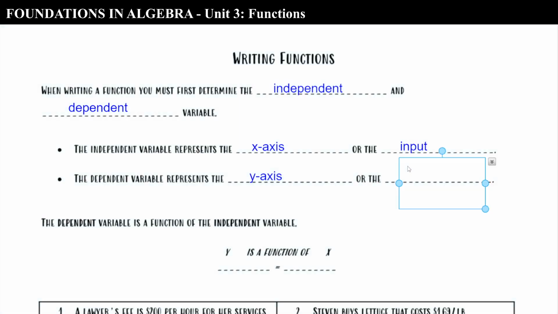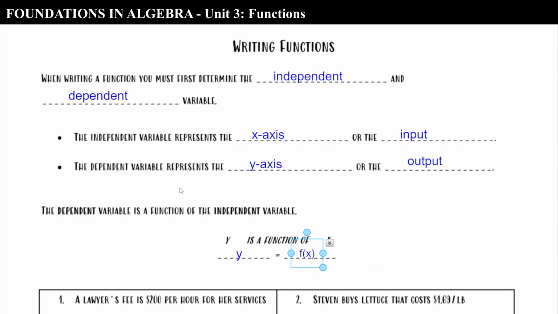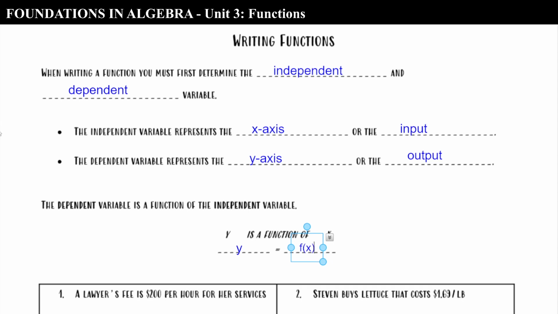Okay, so we have something that goes in and we have something that comes out, and what comes out of the function is your output. So the dependent variable is a function of the independent variable. This is where the notation that we've talked about in the last section comes from. Y is a function of x. Okay, I believe I said f, I meant x. Y is a function of x. So let's talk about how we do this in problems.